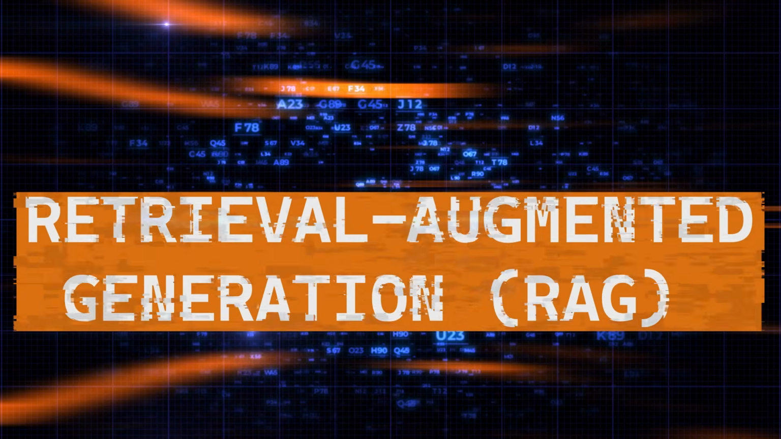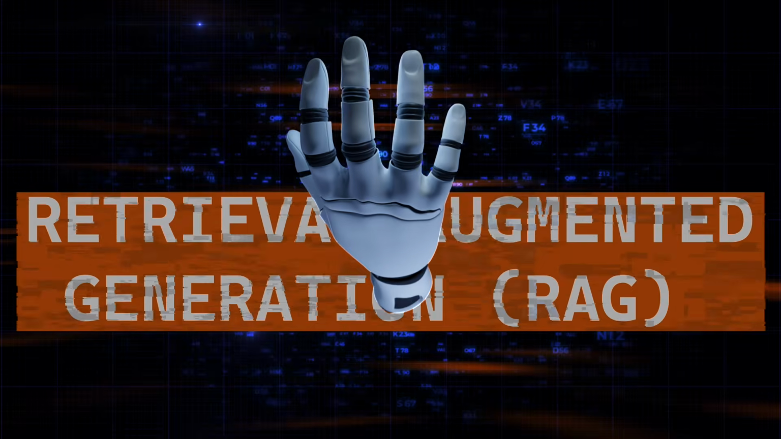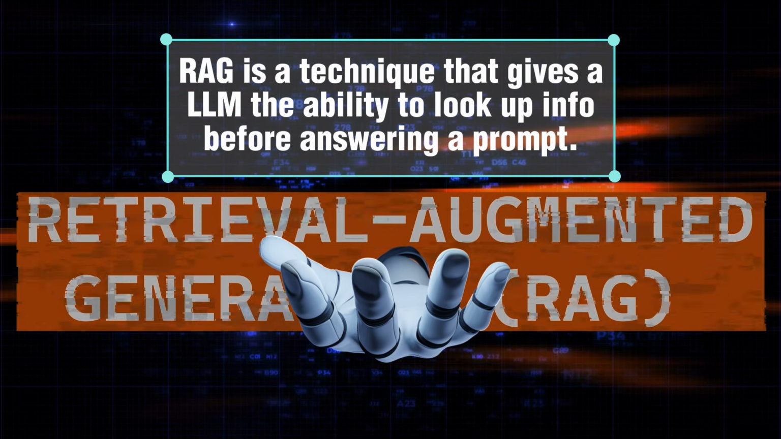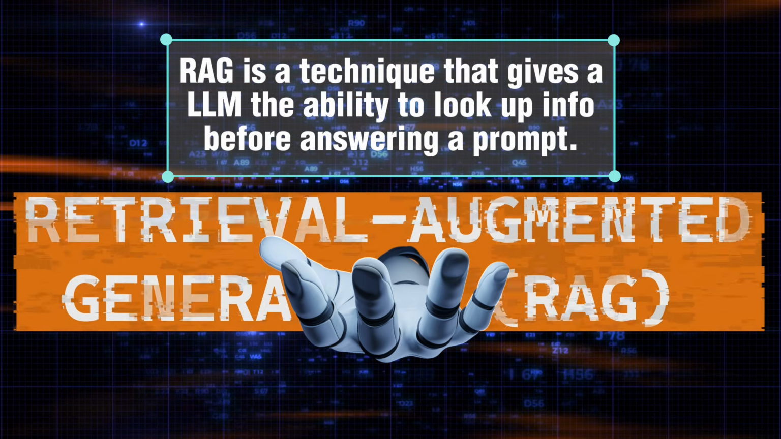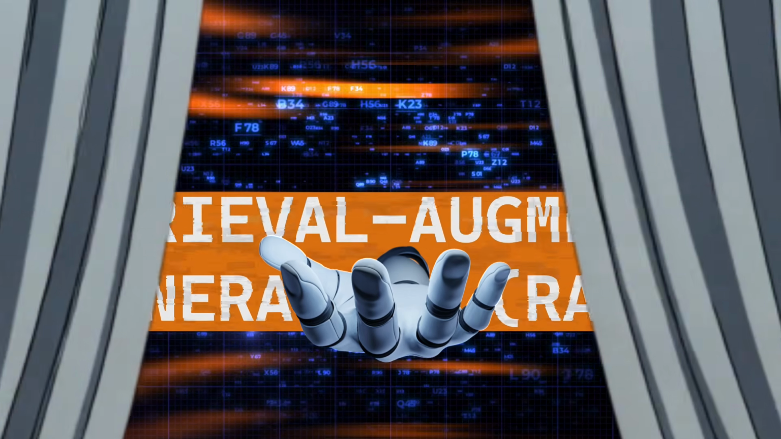What is Retrieval Augmented Generation? Well, a short and direct answer is that RAG is a technique that gives a large language model the ability to look up information before answering a prompt. Let me illustrate what I mean.